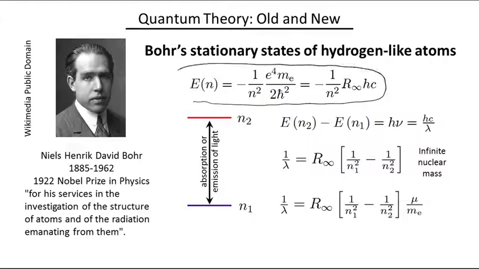Okay, so here's Bohr's energy expression once again. Reminding you, R infinity has the dimensions of inverse length. H bar c is energy times length. n is an integer. And so the basic idea that Bohr had was that these define a system of stationary states, but those stationary states can be disturbed by the electromagnetic field, which can cause transitions.